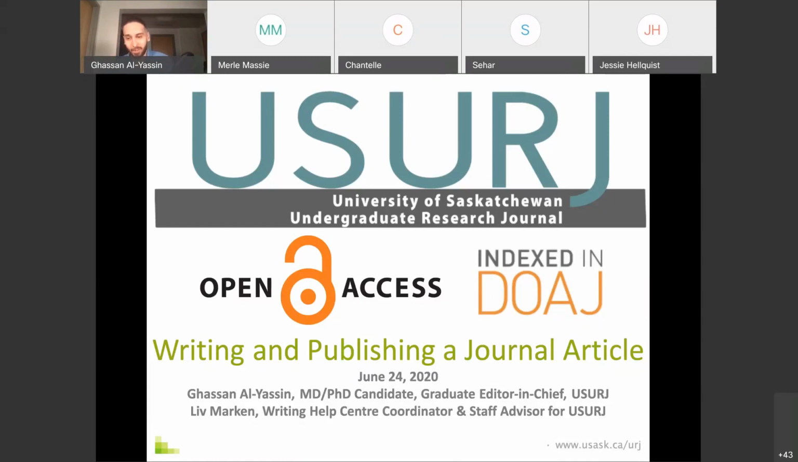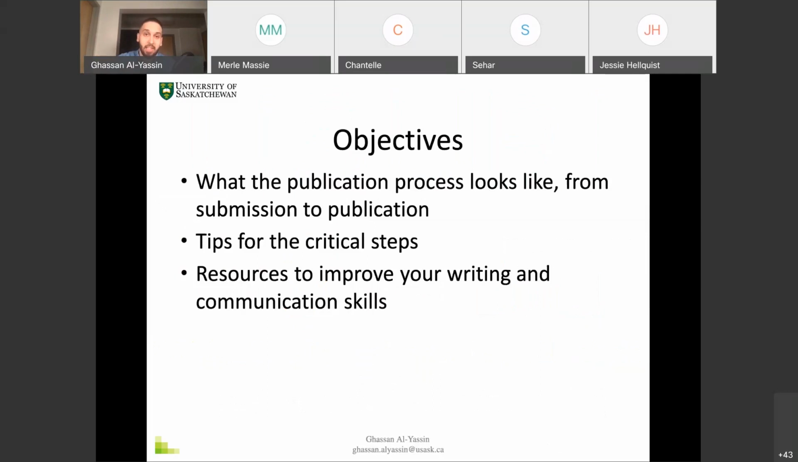So without further ado, the purpose of today's session is to talk about the publication process, the different steps of the publication process, but also hopefully with our experience, maybe we can give you some tips that can help you survive the publication process. And Liv has a lot of experience with writing help. So the second half of this session will all be her tips on writing and whatnot. So hopefully this will be very helpful for you now that you've done the research and survived the zombie apocalypse that we have going on right now, so that you can write and publish. So let's get this done.